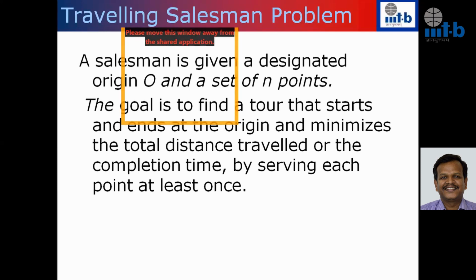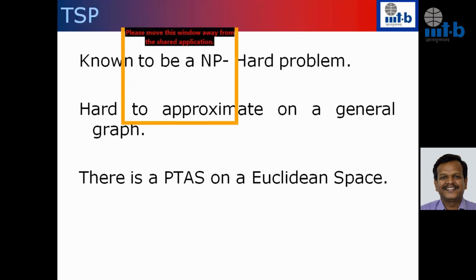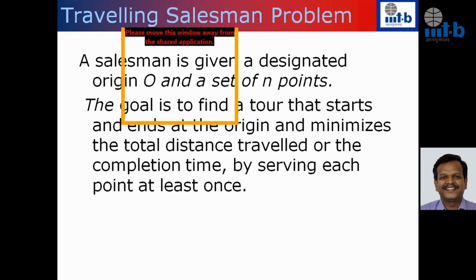In this problem, you are given an origin and a set of points. The goal is to find a tour that starts at the origin and also ends at the same place, and minimizes the total distance traveled. This is also known as the Chinese Postman problem.